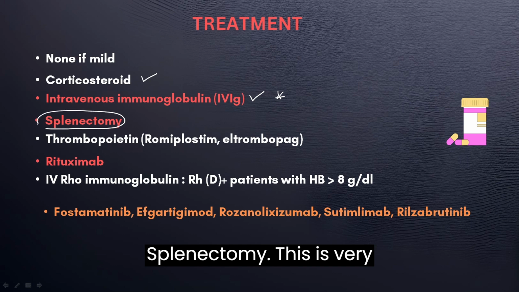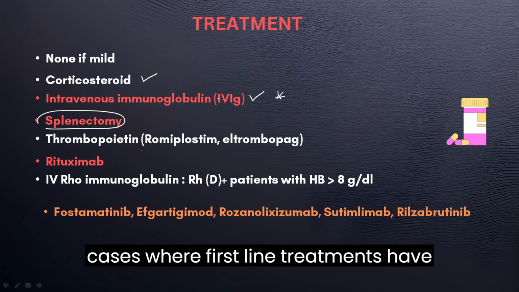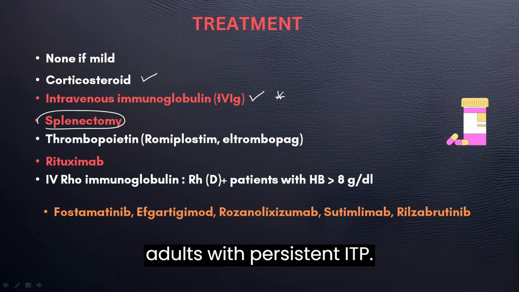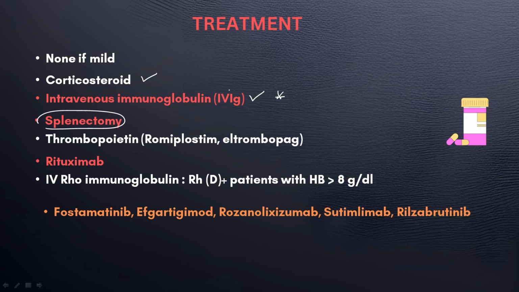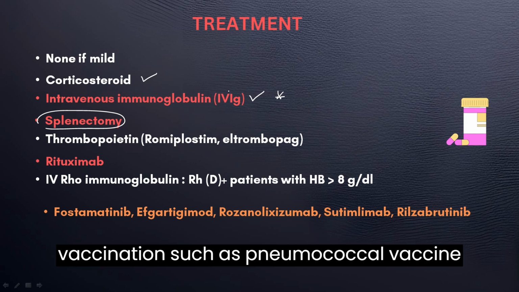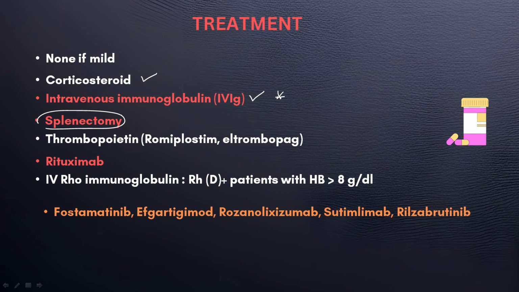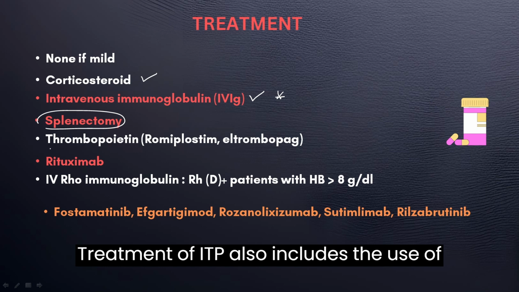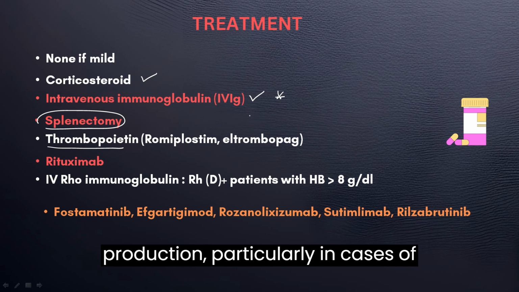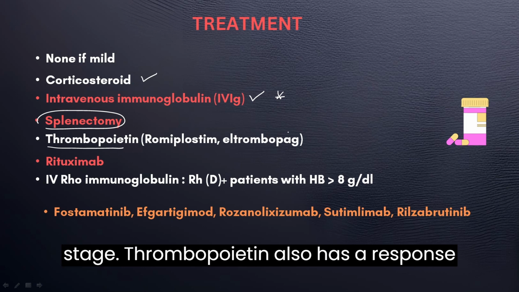Splenectomy. This is very important and it is often reserved for cases where first line treatments have been unsuccessful in managing ITP. It is considered the treatment of choice in adults with persistent ITP. Now, before undergoing splenectomy, individuals may be required to have vaccinations such as a pneumococcal vaccine to reduce the risk of infections. Treatment of ITP also includes the use of thrombopoietin to stimulate platelet production, particularly in cases of chronic ITP, as you don't want patients to progress to a refractory stage.